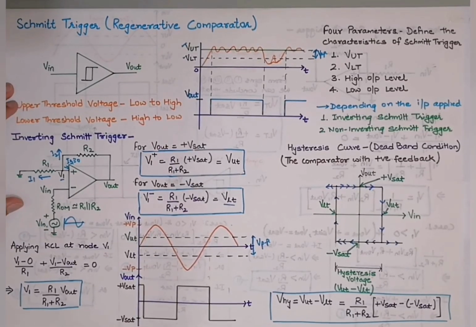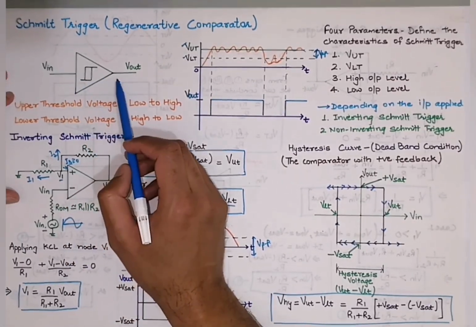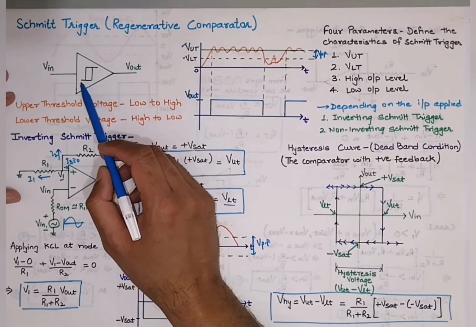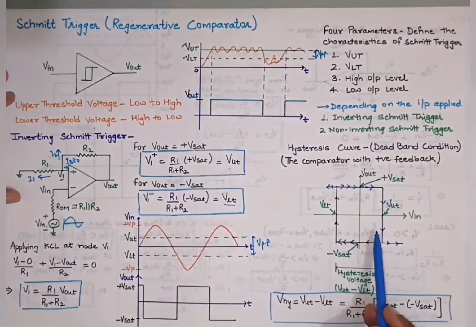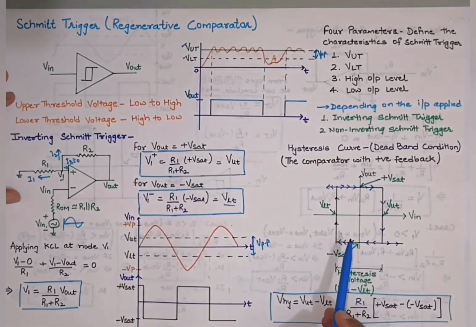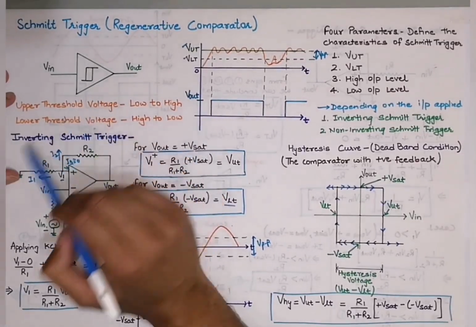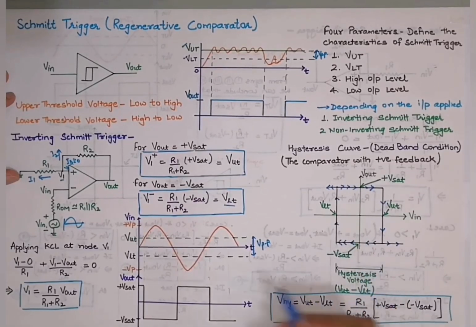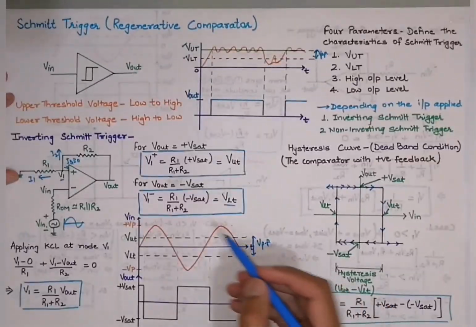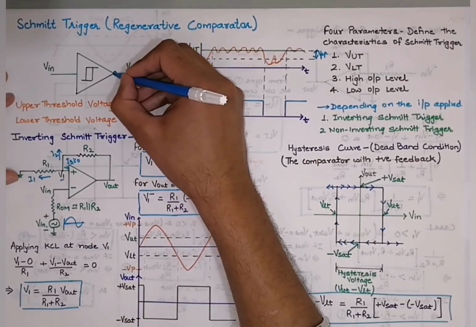Now next is the symbol of the Schmitt trigger. The Schmitt trigger symbol is nothing but a triangle with one input V in and an output V out. You can see here we are getting a hysteresis curve, but the direction of this hysteresis curve is exactly opposite to this. The reason is that this is the symbol of the non-inverting Schmitt trigger, and this is for the inverting Schmitt trigger. So I can convert this symbol into the symbol of the inverting Schmitt trigger by providing a not bubble on it.